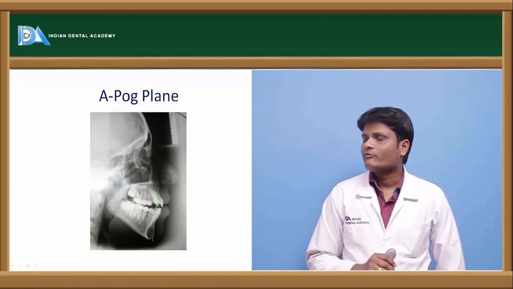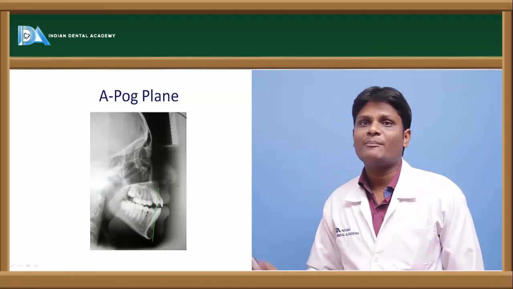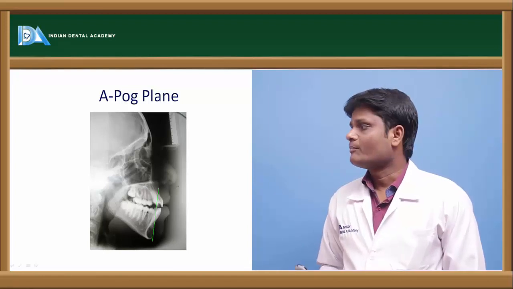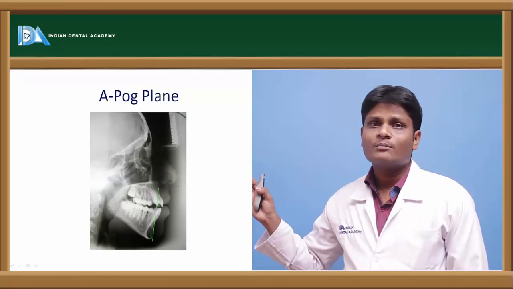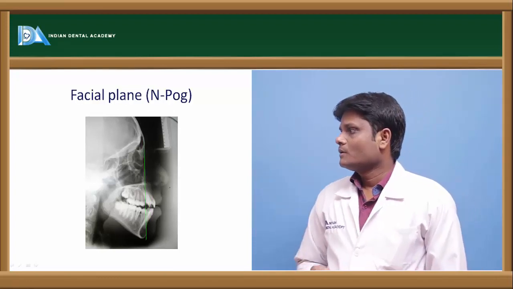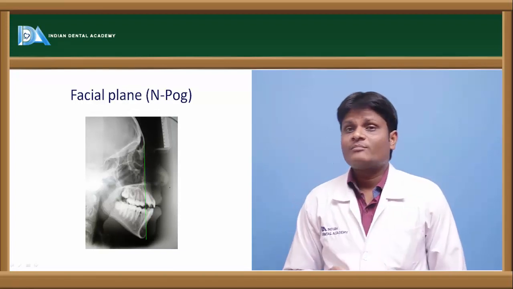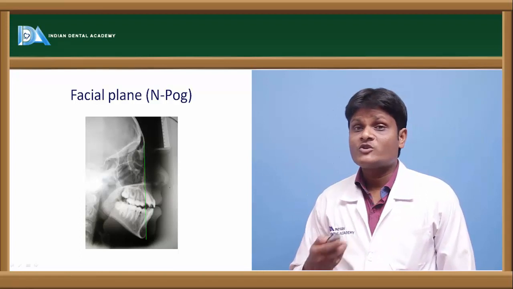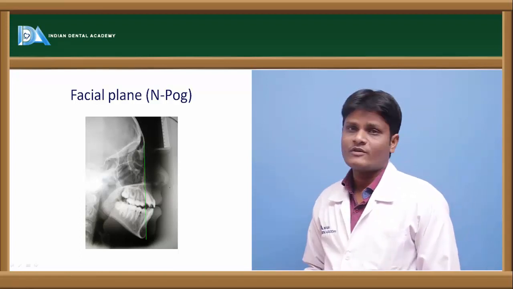Now coming to the vertical reference planes, we have the A-Pog plane. We call it the A-Pog plane or AP plane. It's nothing but a plane formed by joining the anterior limit of the maxilla with the pogonion, or point A and pogonion. Facial plane. It's nothing but a plane formed by joining the nasion with pogonion. This is called the facial plane.